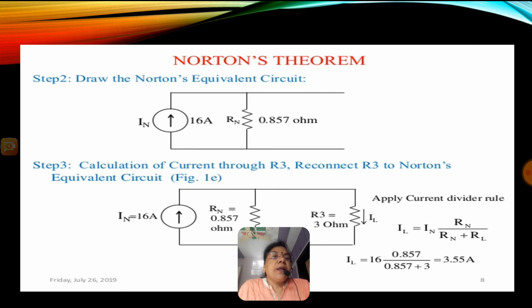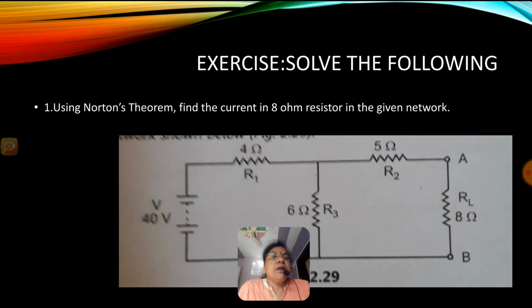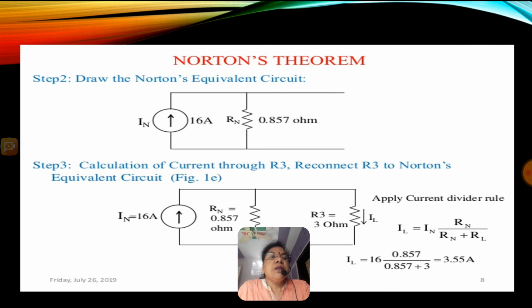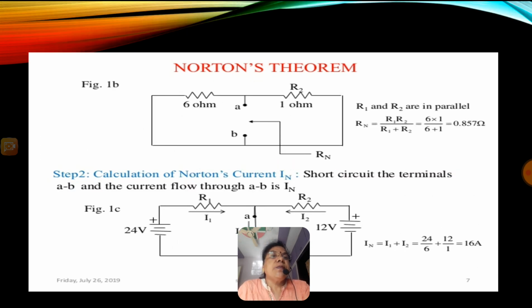Now R3 and Rn come in parallel. So I want to find out again the total resistance, and then IL, the load current. IL will be IN into Rn upon Rn plus RL. So IL will be 3.55. It's a very simple circuit. Just IN is coming to two branches, so you have to find out the branch current IL. You know this current division formula, so you can easily find it out. So this is the formula and you will get the current. It's very simple. Using Norton theorem, you can replace complicated networks with a simple one.